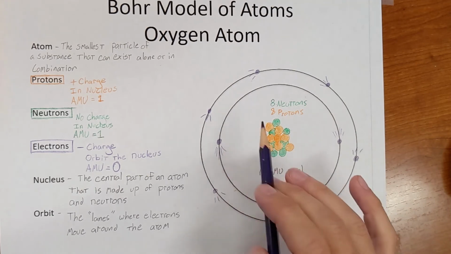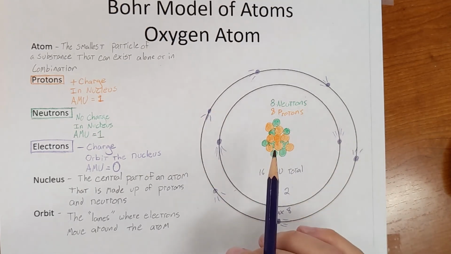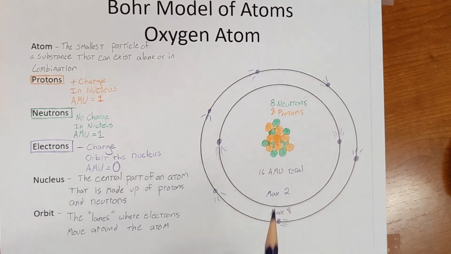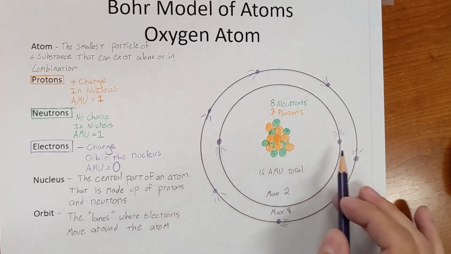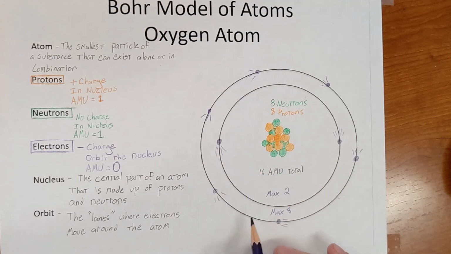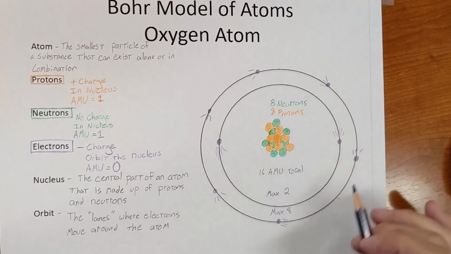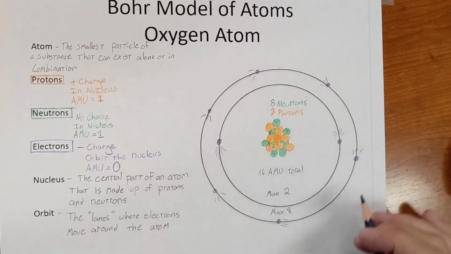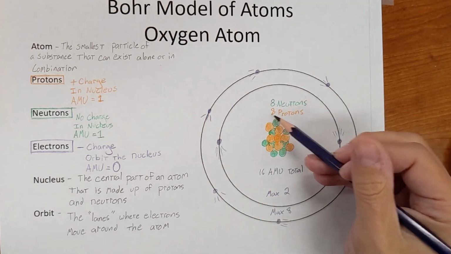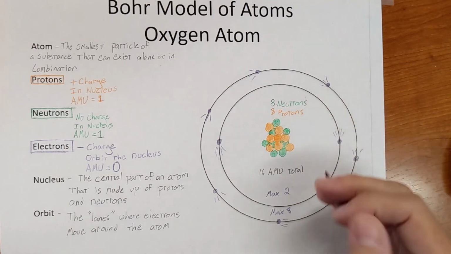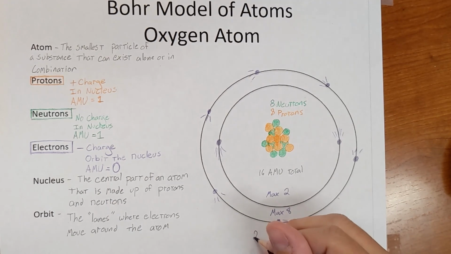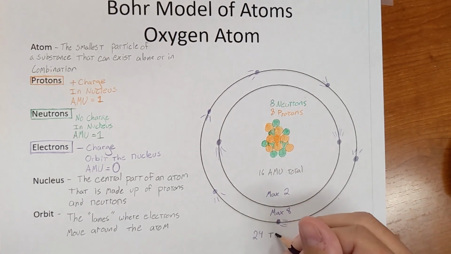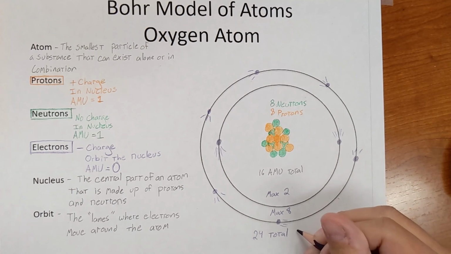And these orbits are the lanes that have a maximum capacity, like a high upper limit, where the electrons move around. In that first orbit, you can only have 2. In the next one, you have a max of 8. But in this case, we only have 6 electrons in this second orbit. So we have 8 protons, 8 neutrons, and 8 electrons for a total of 24 total particles.